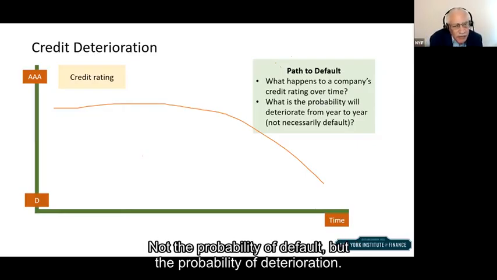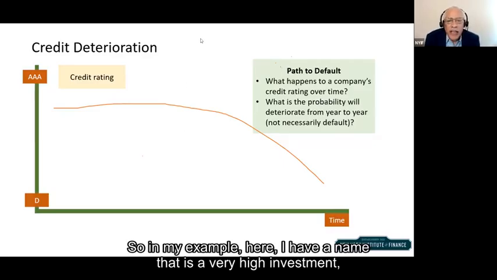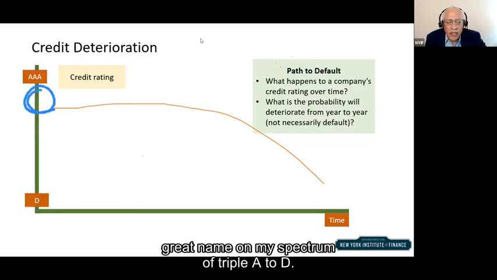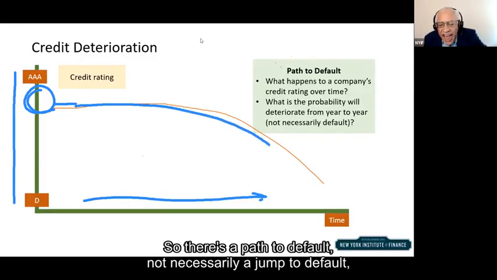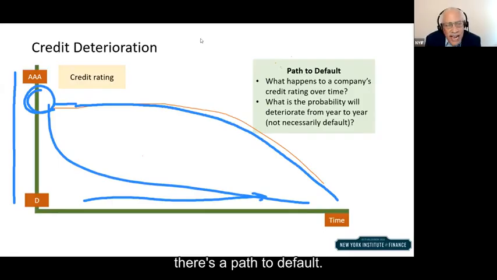Not the probability of default, but the probability of deterioration. In my example here, I have a name that is a very high investment grade name on my spectrum of AAA to D. And then over time, there could be deterioration. It could deteriorate. So there's a path to default, not necessarily a jump to default. There's a path to default.